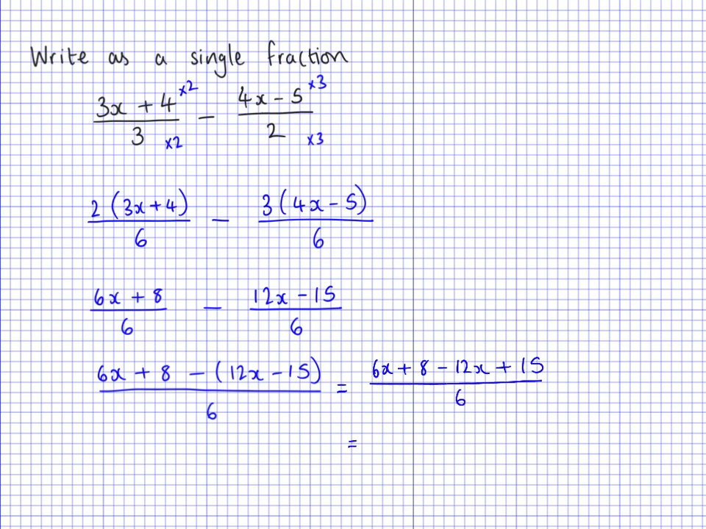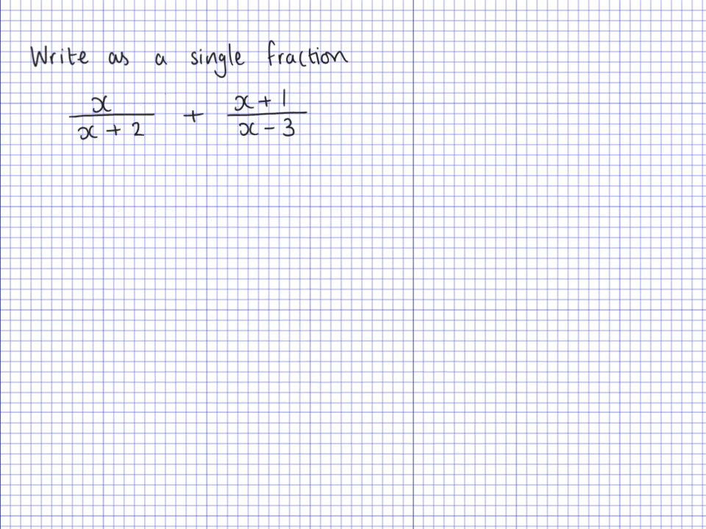And finally, I can simplify now. So 6x and negative 12x together is negative 6x. Plus 8 and plus 15 makes 23. So plus 23 over 6. I could also have written 23 take away 6x over 6.